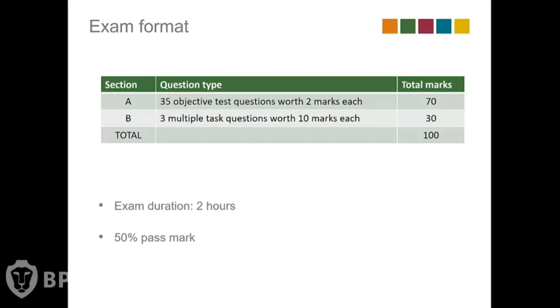The big difference between section A and section B is that section A can examine all 6 areas of the syllabus. However, section B will focus only on syllabus areas D, E and F. So therefore your multiple task questions will come from the budgeting, standard costing and variance analysis, and performance measurement areas of the syllabus. The exam lasts for 2 hours and the pass mark is 50%.